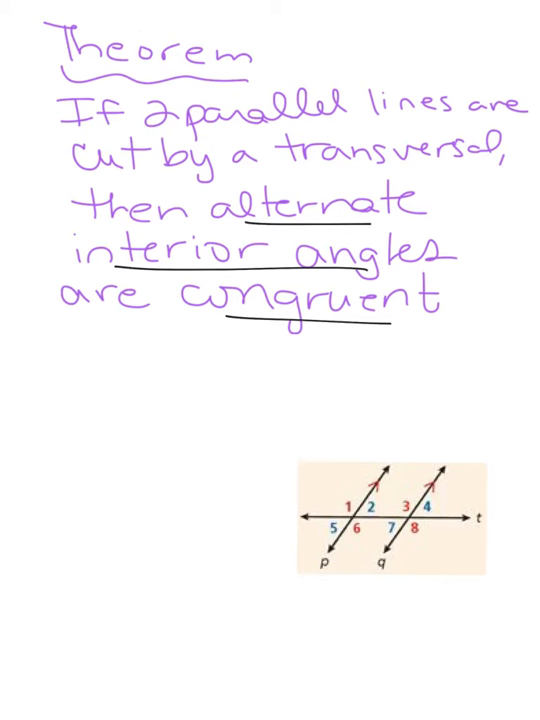So let's look at our diagram. Alternate interior angles would be 6 and 3. So I know angle 6 is going to be congruent to angle 3. They're alternate interior. I can also say that 2 and 7. Angle 2 is also congruent to 7 because they are alternate interior angles.